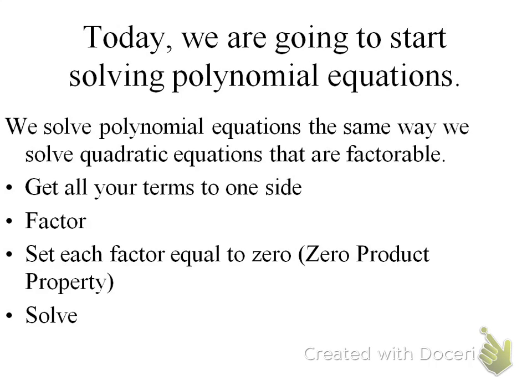So today we're going to start solving these binomial equations. So we just looked at how we factor them. That was kind of a review of yesterday. Now we're going to actually solve these. We solve polynomial equations the same way we solve quadratic equations that are factorable. So you want to get all your terms to one side of the equation. You want to factor it. We set each factor equal to 0. Remember, we learned something called the zero product property that says if 2 things or 3 things or 4 things multiply together to give you 0, you can set each piece equal to 0 to find your solutions. And then we solve each mini equation that we set up.